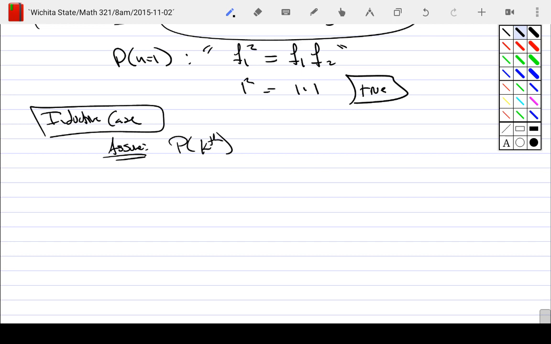Normally you try kth, and which is what? What am I assuming? F1 squared plus F2 squared plus everything up to F k squared does indeed equal f of k plus 1. Right? We assume this. What's my goal?